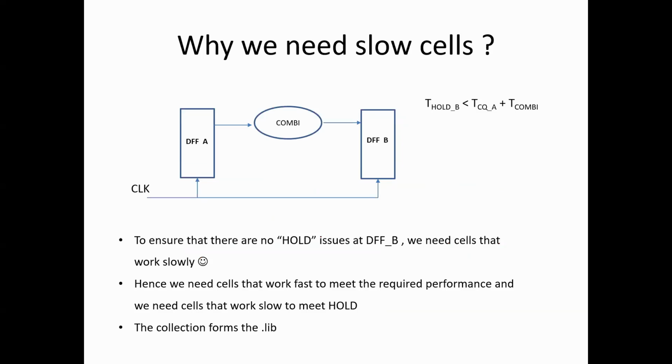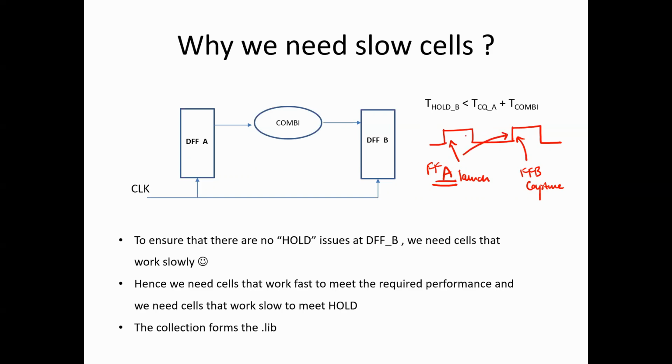Why do we need slow cells? Now, like we looked at setup, there is something called hold. For example, this is my clock. Flop A is launching, and I want flop B to capture here. I don't want FFB to capture here itself. Whatever A is launching here, it should be captured by B in the next cycle.